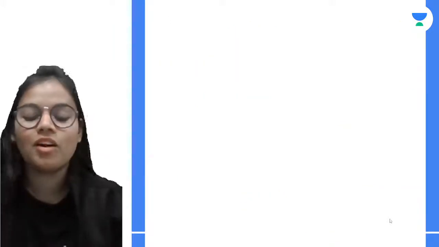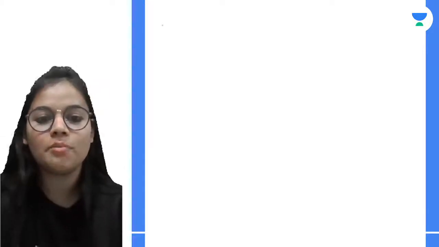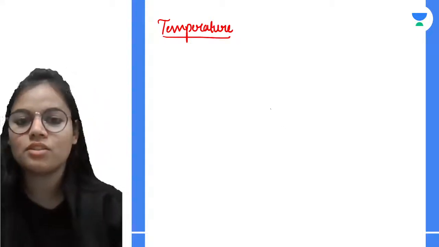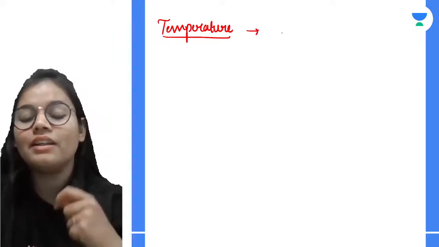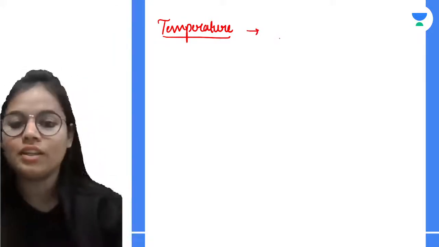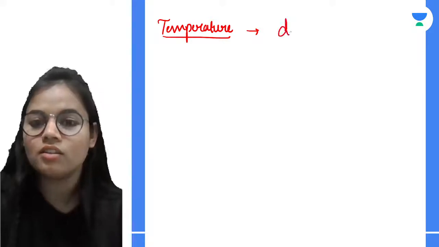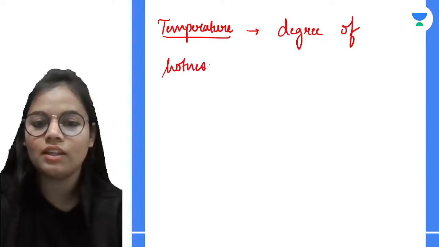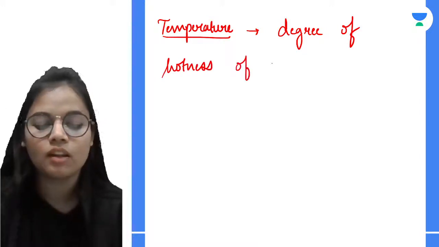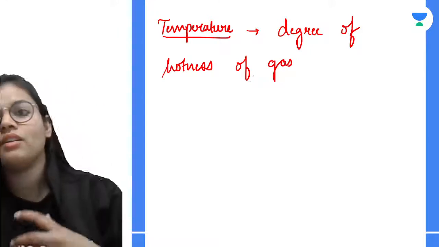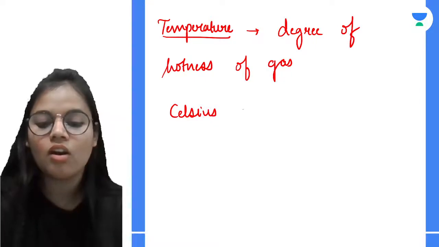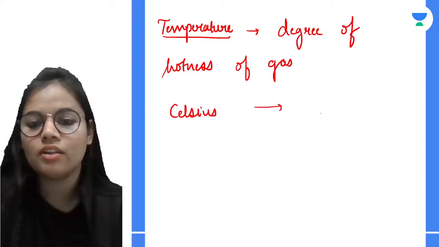All right, next let's talk about the temperature. Now, what do we mean by, or how do we define a temperature? So temperature is the degree of hotness or coldness of any substance. In terms of gases, it is the degree of hotness of the gas. And what is the scale that we are using? We generally use the centigrade or Celsius scale, or we can also use the Kelvin scale.